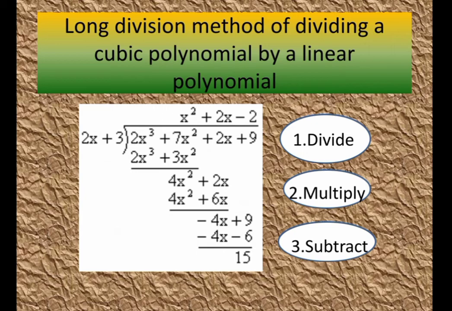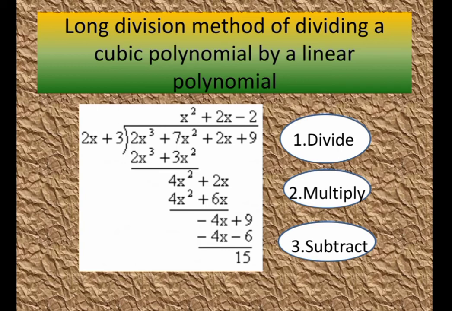In that, first term of the dividend by first term of the divisor we have to do. That is 4x square by 2x. The answer is 2x. The 2x we have to write in the quotient place. Then multiply that quotient, 2x, with the divisor 2x plus 3. If we multiply, we are getting 4x square plus 6x, that we have to write over here and then subtract it. After that we are getting minus 4x plus 9, that is, drop the next number 9 down.